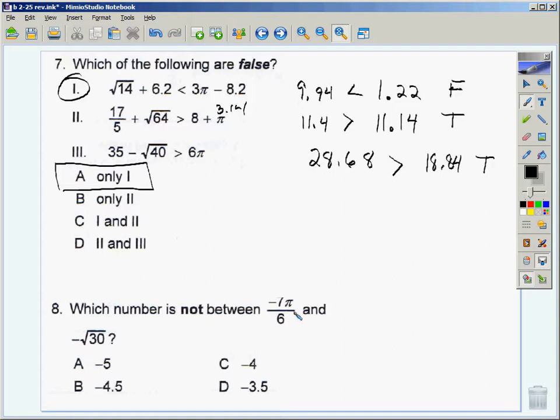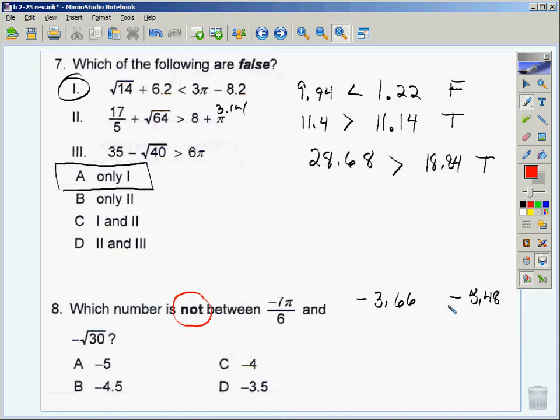Again, number 8 is kind of a calculator problem. We're going to take 7 times pi, 3.14, divided by 6. This is a negative 3.66. And the negative square root of 30 is negative 5.48, or approximately 5.48. And it says which number is not between here?